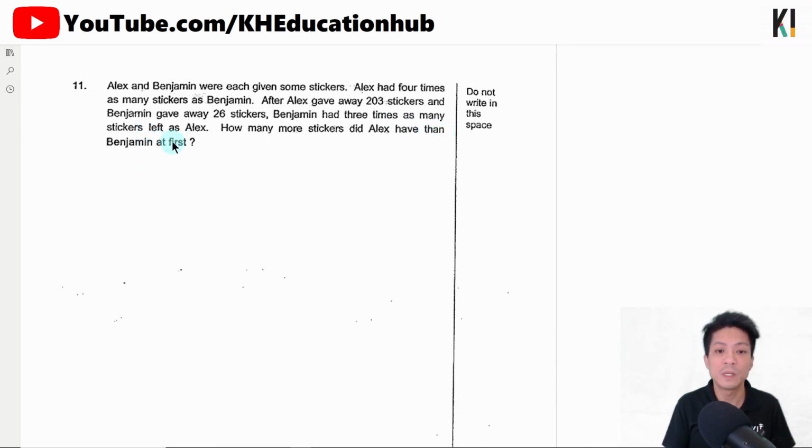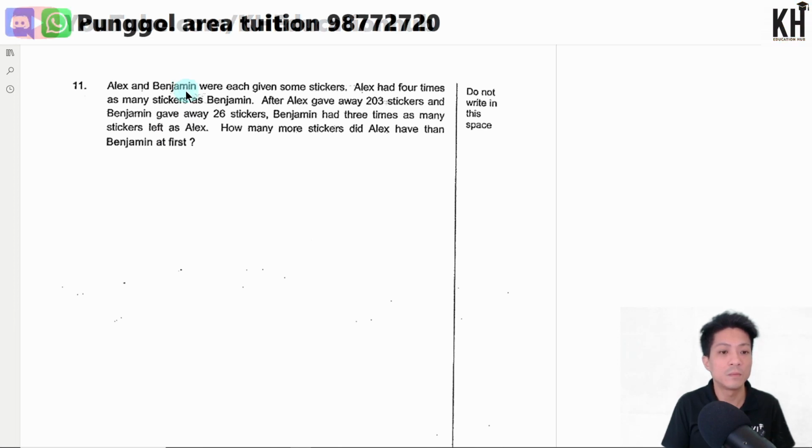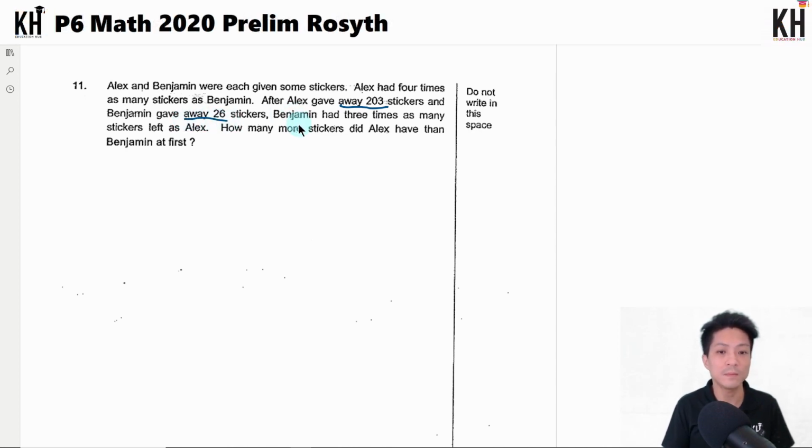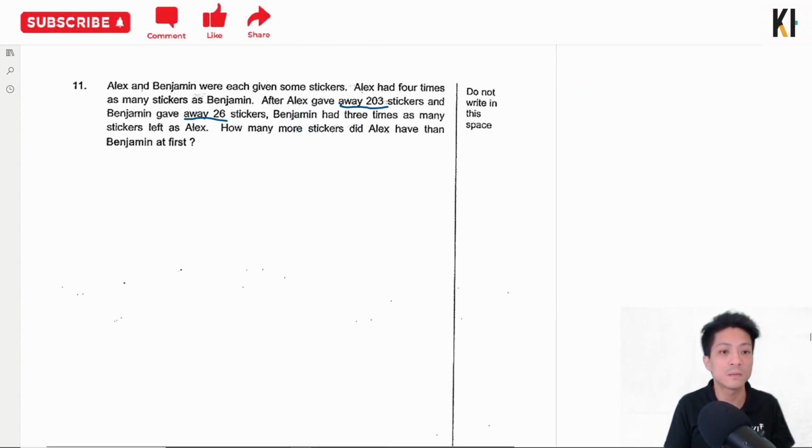So this question is basically the units or parts solving technique, or you can use a model to solve it also, because this one can be explained using a model, because they're all giving away. Gave away and gave away. I am going to solve it by the model method first, then after that I'll solve it by the faster way to show you the 2 different ways.